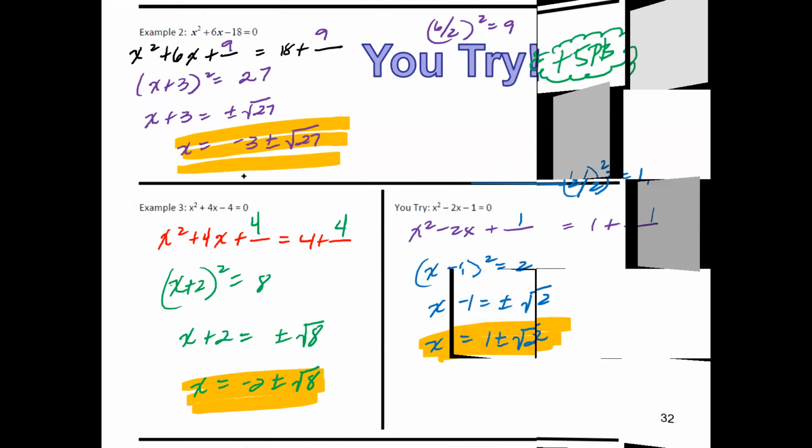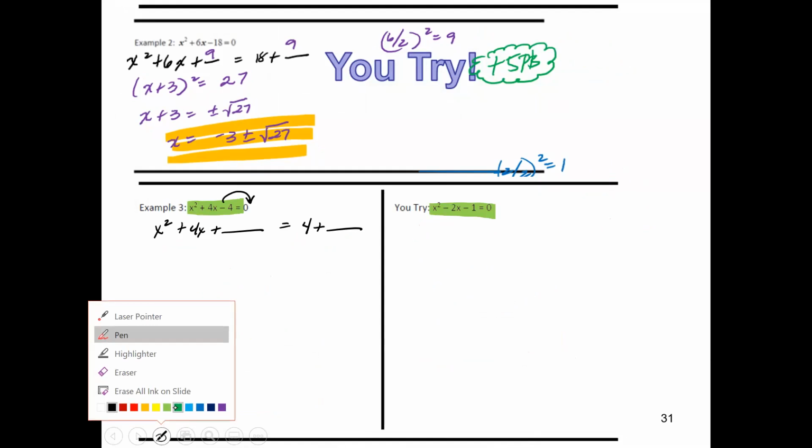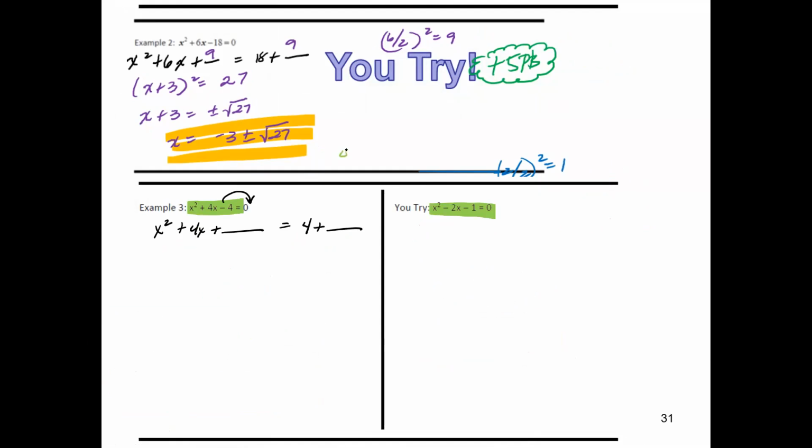First things first, I'm going to go ahead and move that 4 over to the right side. So the x squared plus 4x plus blank equals positive 4 plus blank. Next, I'm going to take the middle number, which is 4, divided by 2, and square it. 2 squared is going to be 4. So I'm going to add it onto the left side and the right side.